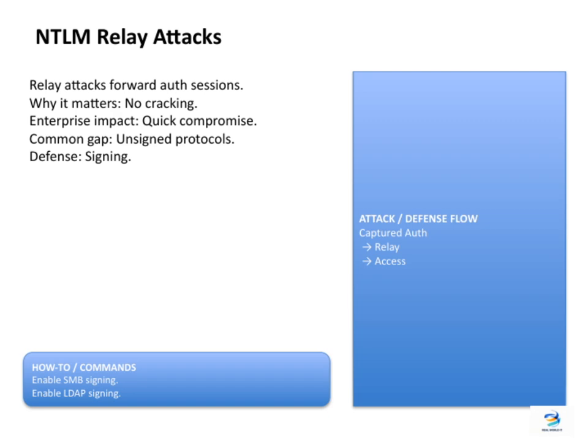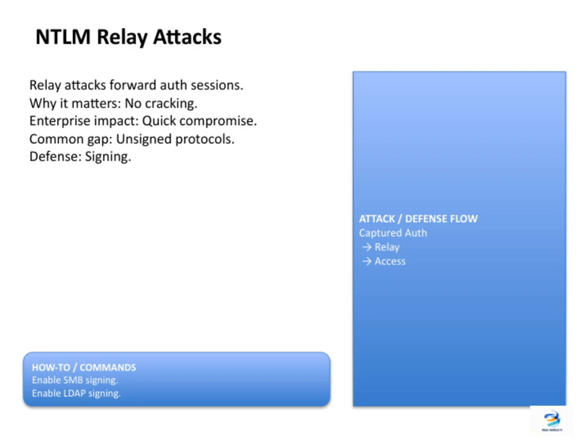To defend against this, the key measures are enabling SMB signing and LDAP signing. These protocols ensure that the authentication messages are signed, making relay attacks much harder. Why does this matter? Because it eliminates the need for cracking passwords, which can be time-consuming and complex. Instead, attackers can quickly compromise systems through relayed sessions if these signing protections aren't in place.